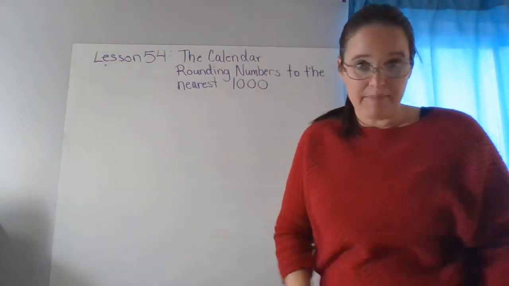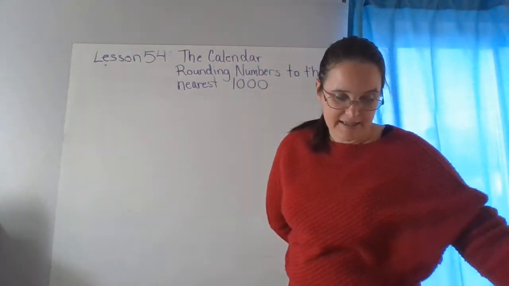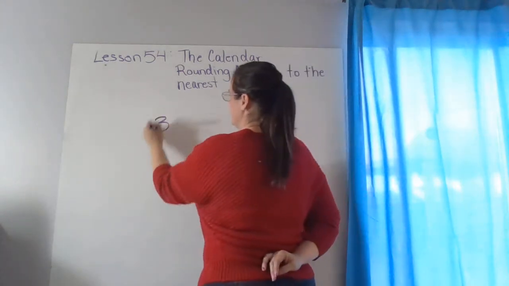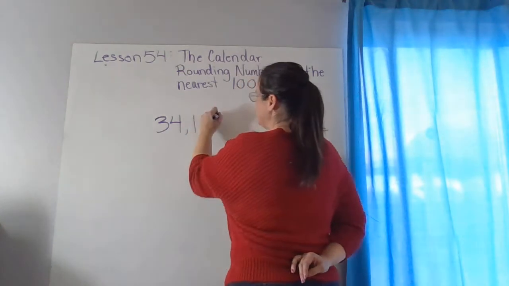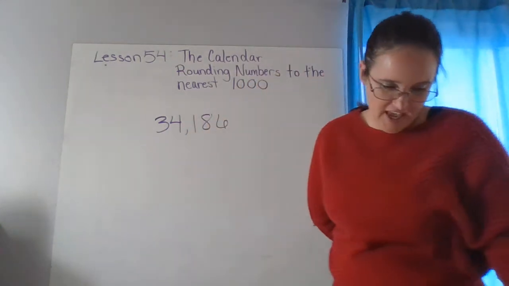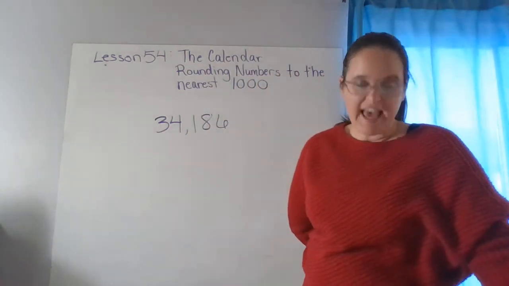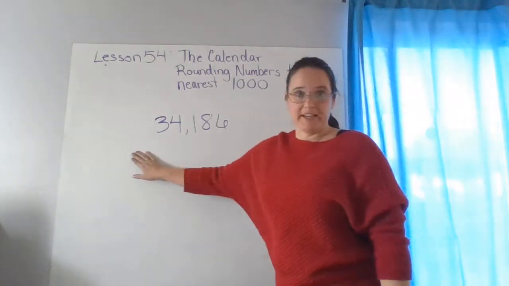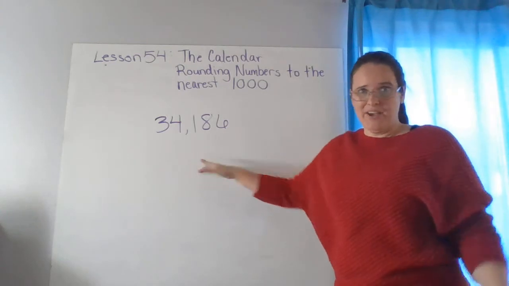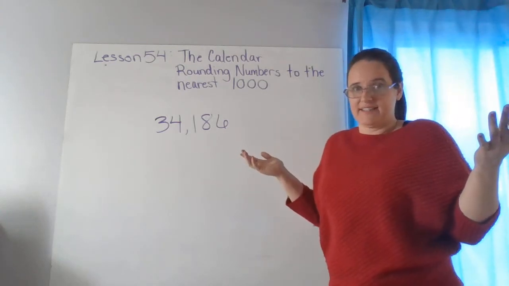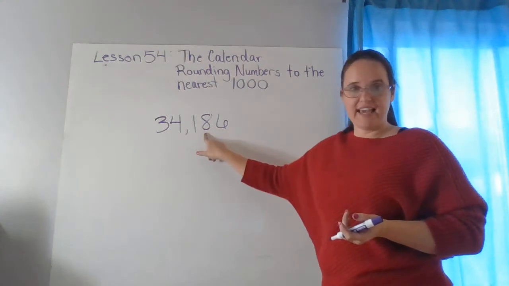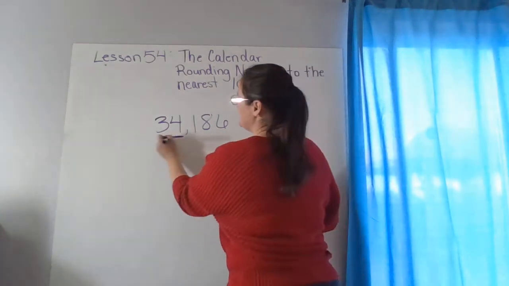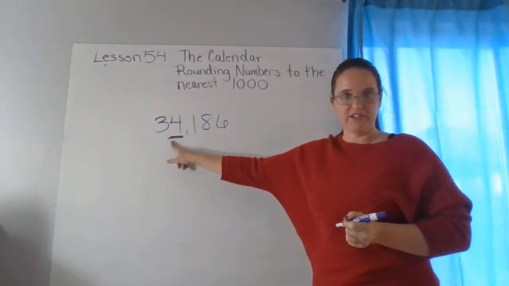Okay, our next example says, a special exhibit at a museum was seen by 34,186 visitors. To the nearest 1,000, how many visitors saw the exhibit? So this is a pretty big number. The first thing we have to decide is, where's the thousands place? Ones, tens, hundreds, thousands. So this is the number that we're rounding to.